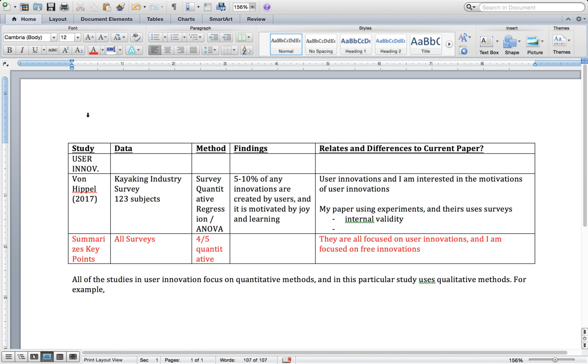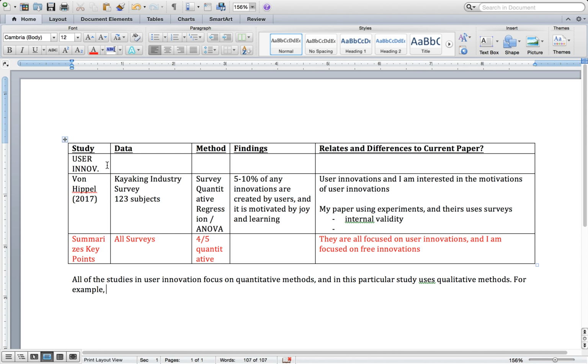So if you look here, I look at the existing literature, the existing ideas, on user innovation. I have the study, or whoever has written the work, and the data that is used, the method that is used in the particular study, and the findings of their study. Or maybe, if you're doing fiction work, it's the sort of story that they told. Then there's how it relates to, and differs from, your current work, or my current paper.